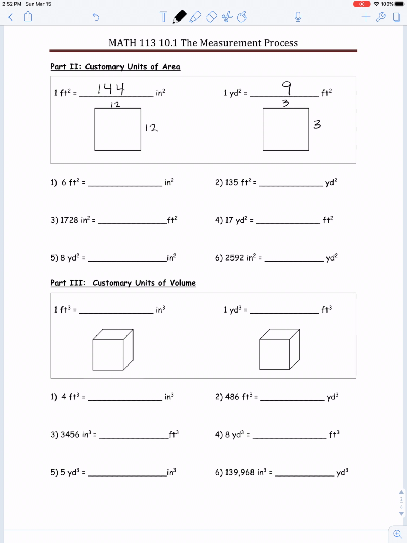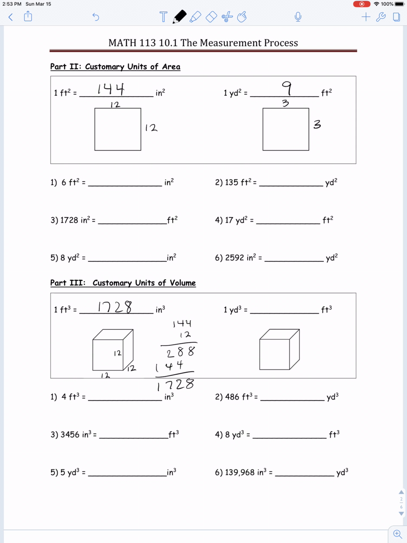Again, share your answers in the collaboration space so we can check each other's work. So 1 foot cubed is equal to how many inches? Since we've got a three-dimensional shape, we're going to have a 12, a 12, and a 12. So we're going to multiply 12 times 12 times 12 to get our inches cubed. In that case, we're going to get 144 times 12. So it looks like we're going to get 1,728 inches cubed.